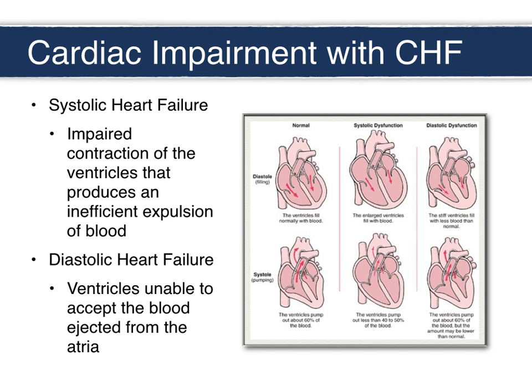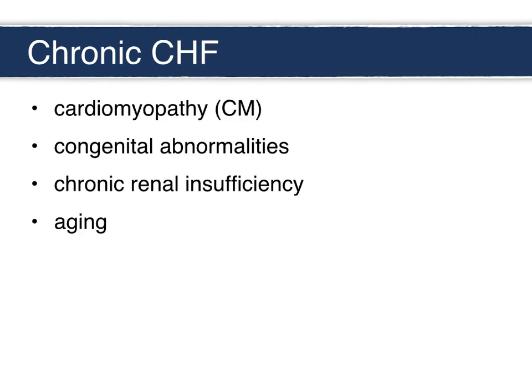The other time that you might have a systolic heart failure is if you have a cardiomyopathy. So kind of like a floppy ventricle. So chronic heart failure can be due to cardiomyopathy. It could be due to congenital abnormalities. It could be due to chronic renal insufficiency, and it could be due to aging. So if we think about that cardiomyopathy, that muscle is not working. The heart muscle is not squeezing for some reason.